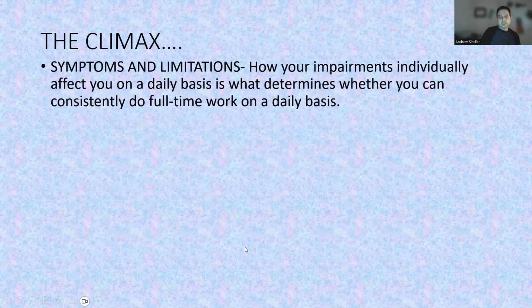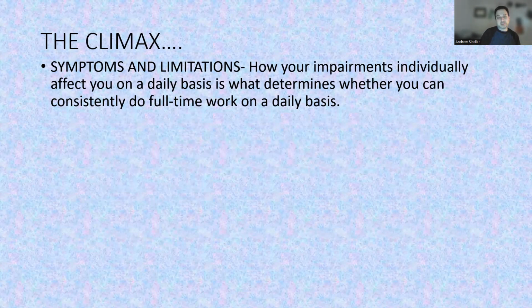How do your impairments individually affect you on a daily basis? That's what determines whether you can consistently do full-time work on a daily basis or not, AKA whether or not you're disabled. Because many people have the same diagnosis on paper. That doesn't mean they experience it the same way. So you have to be prepared.